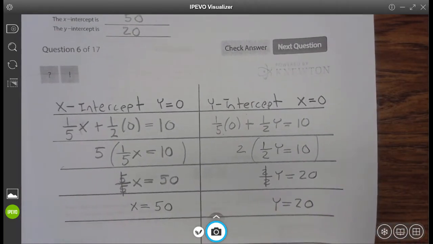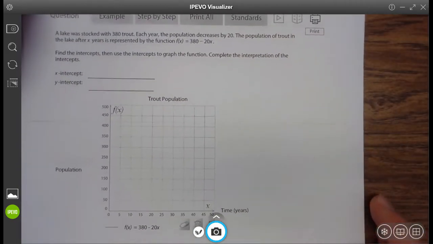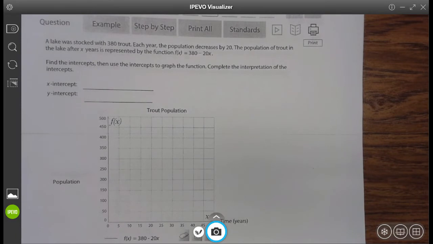All right, let's take a look at the next example. Example 7. A lake was stocked with 380 trout. Each year, the population decreases by 20. The population of the trout in the lake after x years is represented by the function f of x equals 380 minus 20x. Find the intercepts, then use the intercepts to graph the function. Complete the interpretation of the intercepts.